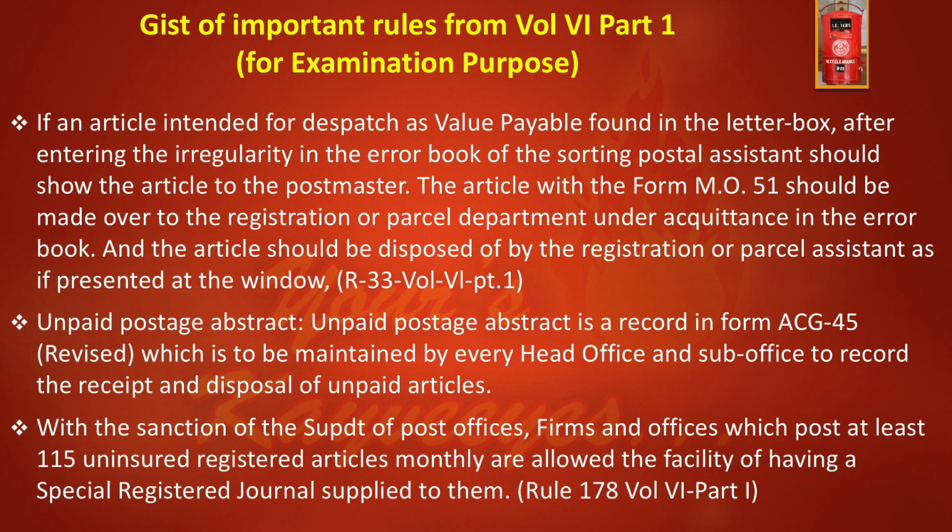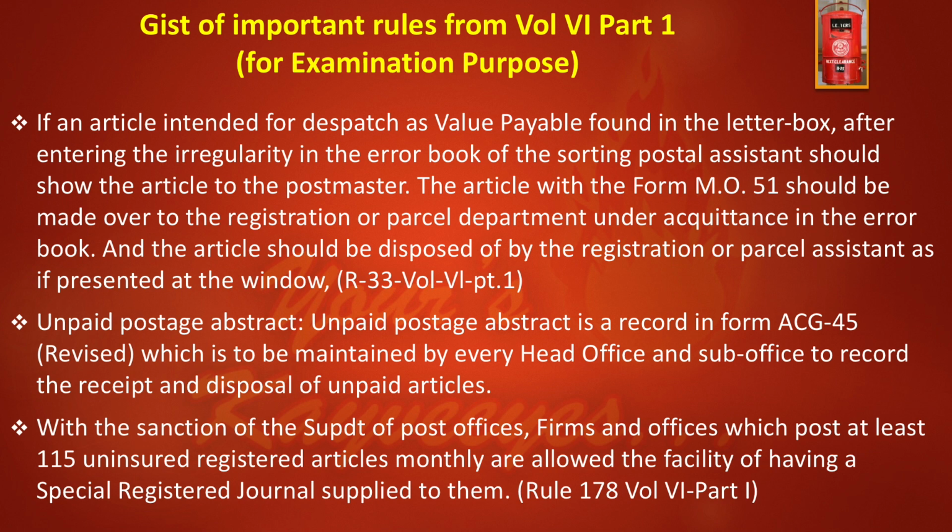If an article intended for dispatch as valuable is found in the letterbox, after entering the irregularity in the error book, the sorting postal assistant should show the article to the postmaster. The article with the Form MO 51 should be made over to the registration or parcel department under acknowledgement in the error book, and the article should be disposed of by the registration or parcel assistant as if presented at the window. Rule number 33.